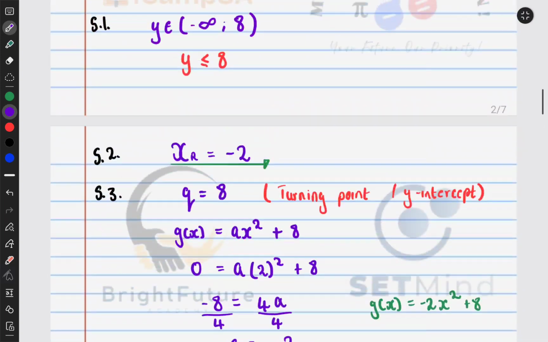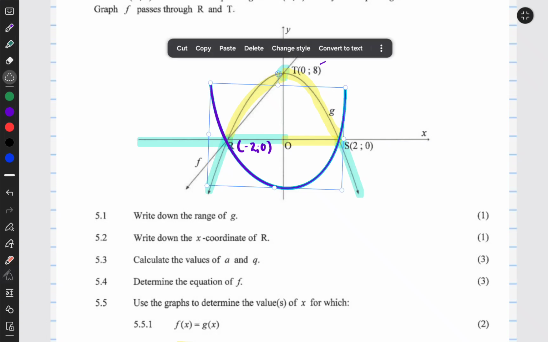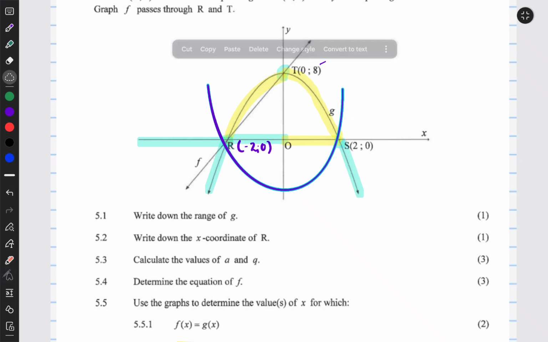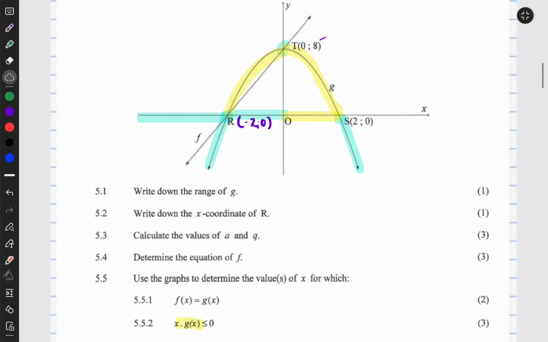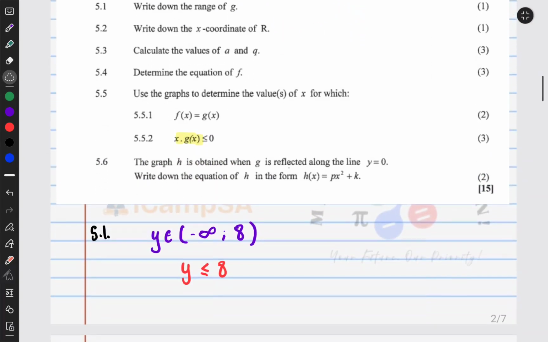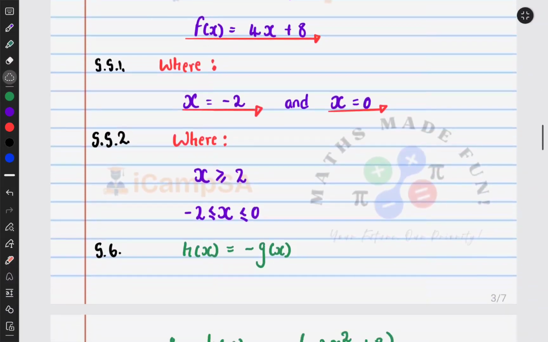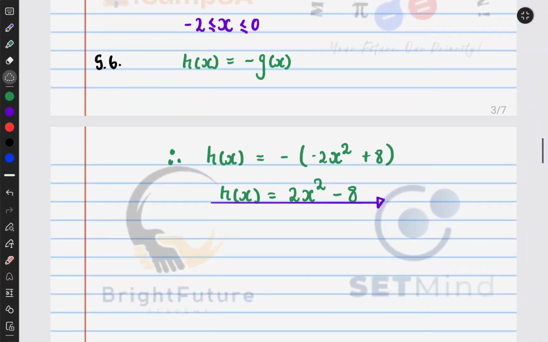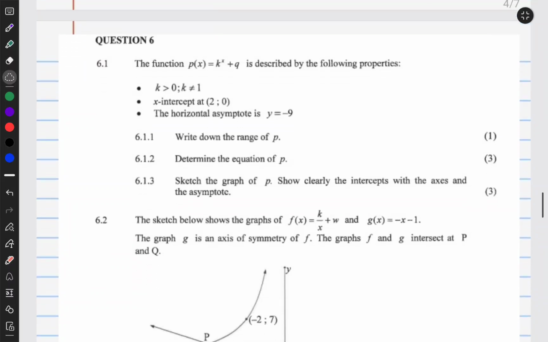If we were to be asked to sketch this function, it's essentially going to come out in this form. And the turning point of the function is going to be 0 and negative 8. Okay, but then we're not asked to do that for 5.6. I think it marks the end of question 5. Let's go ahead and do question number 6.